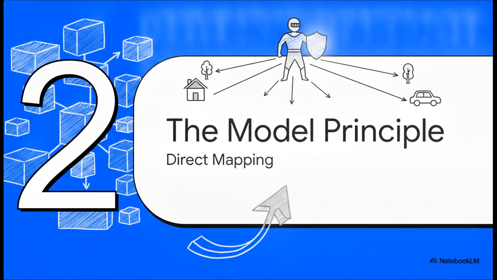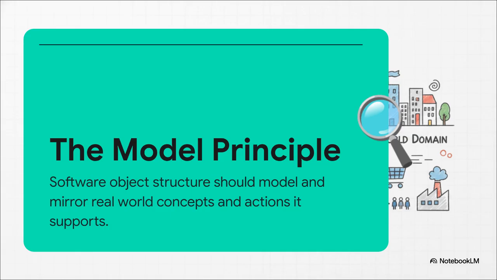Section 2. What is the model principle? Let's talk about direct mapping. So here is the formal definition. The model principle states that the object structure of the software should model and mirror those concepts and actions of the real world that the software supports. Okay, but what does that actually mean in practice? It means if your software manages a library, your code base shouldn't just be stuffed with generic database updaters. It should literally have concepts like book, reader, and lending. If the real-world action is a reader borrows a book, your code should explicitly have a reader.borrowBook method.